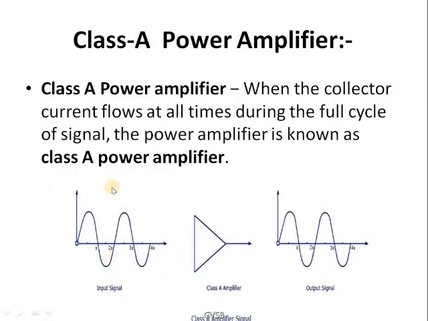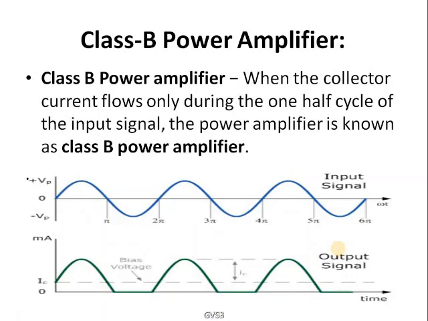The Class A power amplifier is an amplifier in which collector current will flow at all times during the full cycle of input signal, which means that the 360 degrees of input signal will be reproduced at the output side. We can understand from this diagram that the entire input signal will be reproduced at the output side of the Class A amplifier.